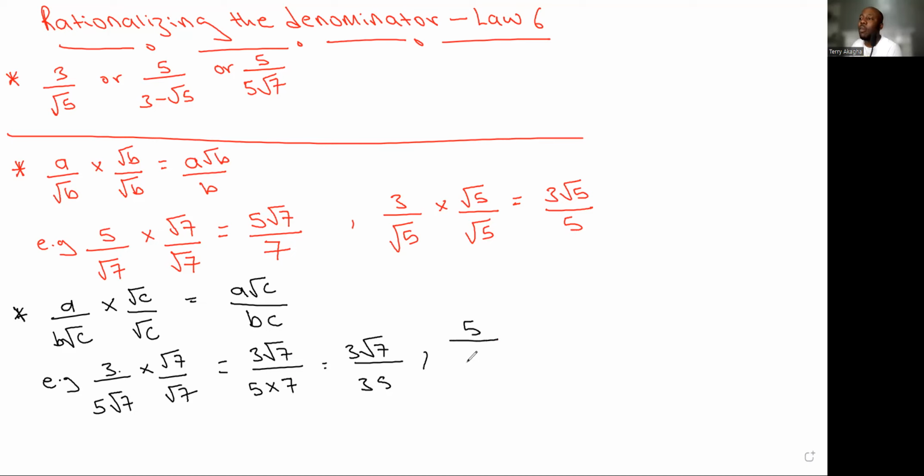So let's take another example. We have 5 over 4 root 3. The same thing, you multiply the top by root 3.